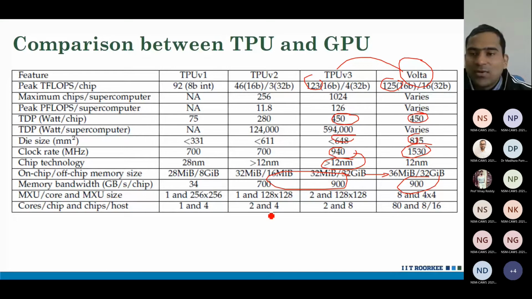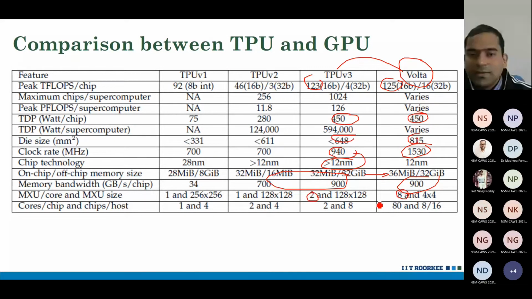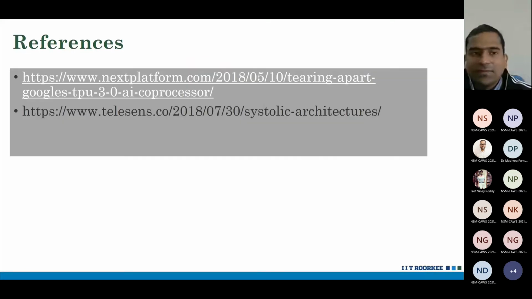Here MHC per core is small. It is 2. Here it is 8. Cores per chip, it is 2. Here it is 80. So these are differences. And you can study this link for more information.